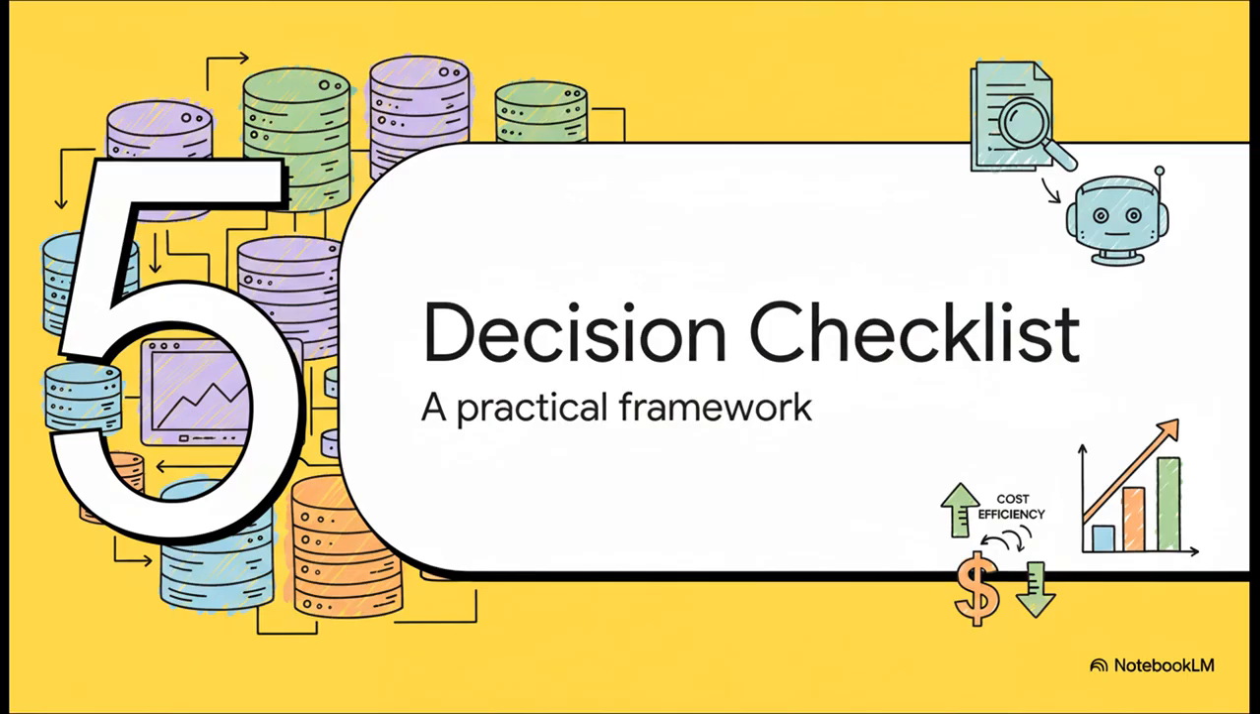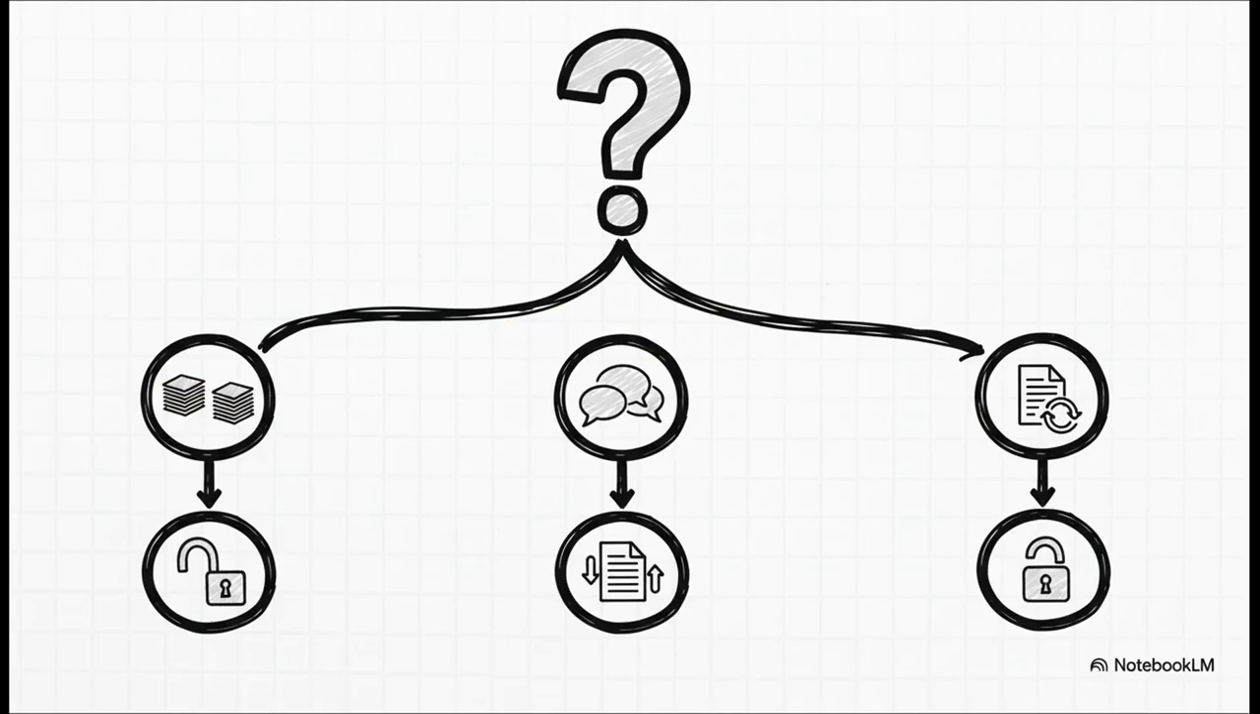All right, so that's a lot of theory. How do you actually apply all this to your project? Let's boil it down to a super simple, practical checklist you can use to make the right call right from the get-go. It all starts with you asking yourself a few core questions. First off, scale. How many documents are you dealing with? A handful or a few thousand? That's probably your biggest decision point right there.